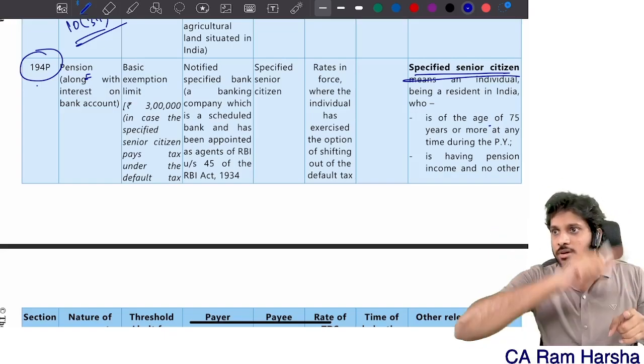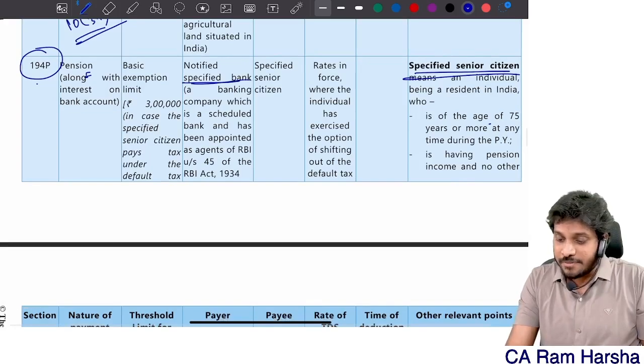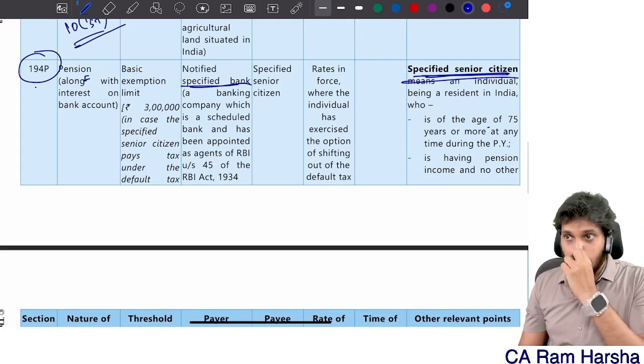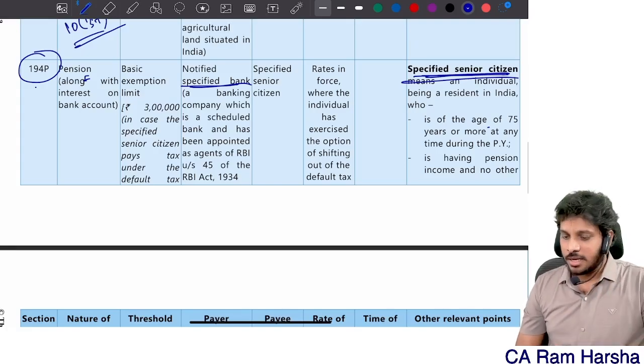In the same bank only you are receiving pension also, by the way. Then that bank is called a specified bank. You are called a specified senior citizen, a person who is a specified senior citizen having an account with a specified bank.